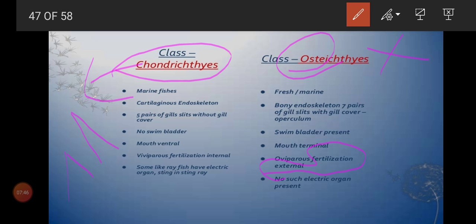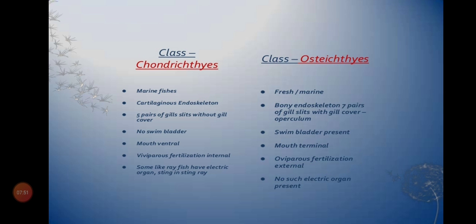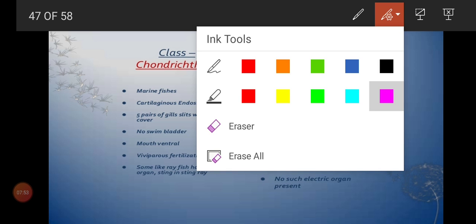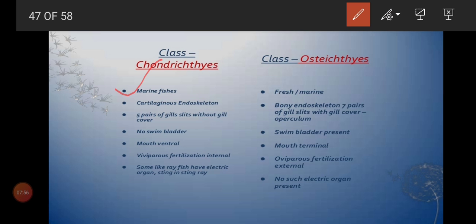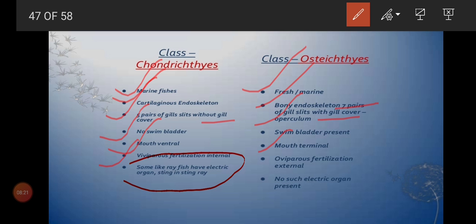Is that clear, children? We'll quickly revise. Marine fishes versus fresh water, cartilaginous versus bony, 5 pairs of gill slits but here 7 pairs. Here no operculum, but here operculum is present. No air bladder will be present. Mouth is ventral, but in the bony fishes it is terminal. Here viviparous with internal fertilization. C for C, claspers present in the male; no claspers, so external fertilization.